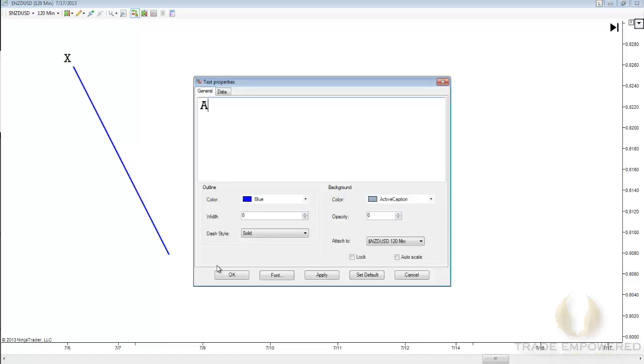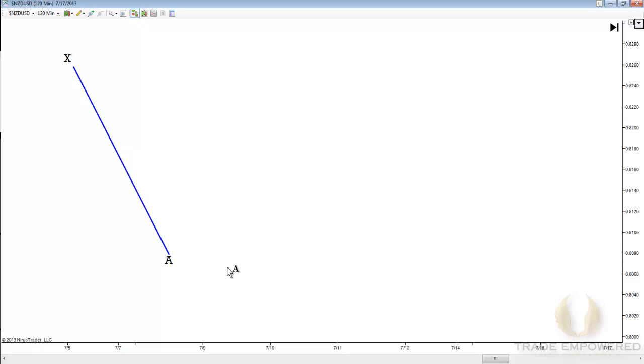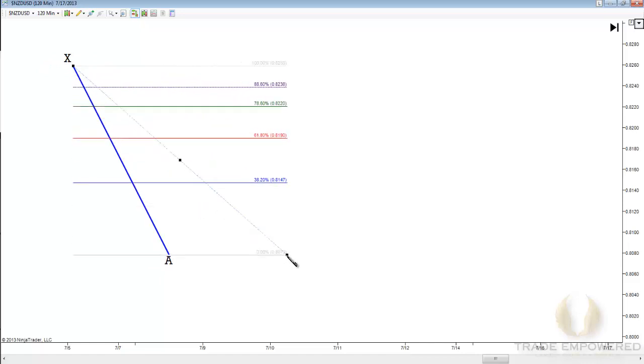So let's go ahead and draw this out. Again, the first thing we want to identify is our impulse leg. So our initial impulse or anchor leg, our swing high to swing low in this case. And we're going to label this X to A. I'm then going to take my Fibonacci retracement tool. I'm going to take that from my swing high of X to my swing low of A, and I need a minimum of a 382 retracement in order to get a valid B leg.